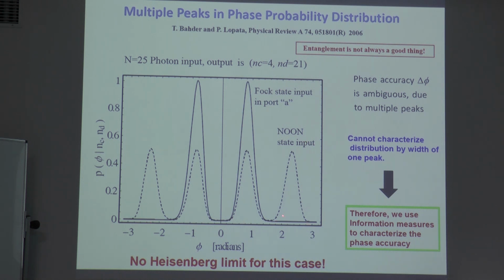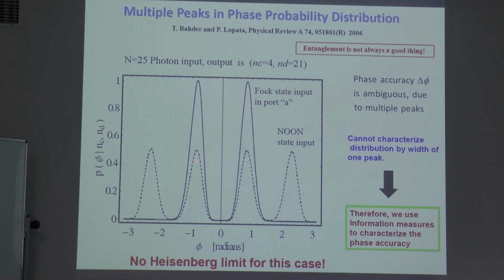The dotted line is for an input of using Fock states. I'm sorry, using noon states. Using Fock states, that's the solid line. There's a high probability of the phase being here or there. So depending on what input state you use, Fock or noon, you'll get peaks in different places.